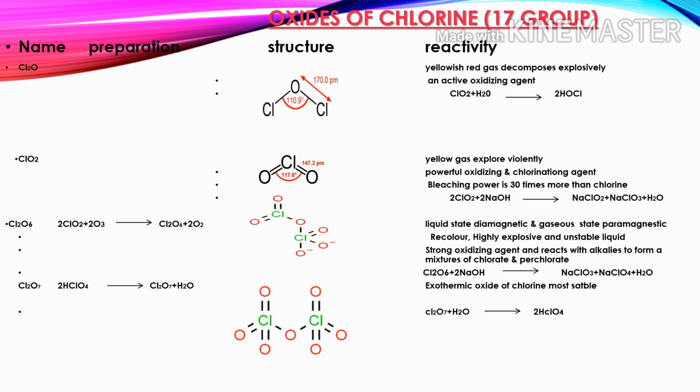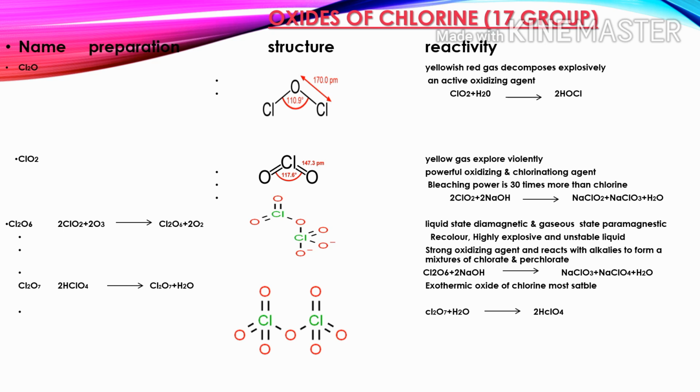Oxides of chlorine. When chlorine reacts with oxygen, it gives mainly four types of oxides. So see the name, preparation, structure and reactivity of these oxides. First oxide is dichlorine monoxide, also called chlorine monoxide. The formula is Cl2O. See the structure of chlorine monoxide, that is V shape, and it shows sp3 hybridization.